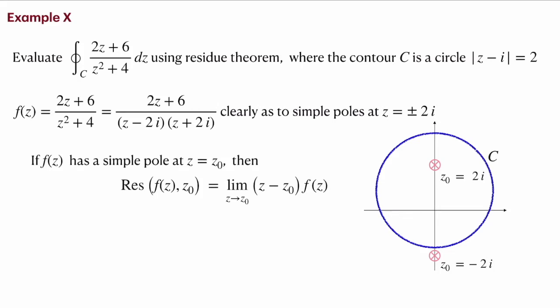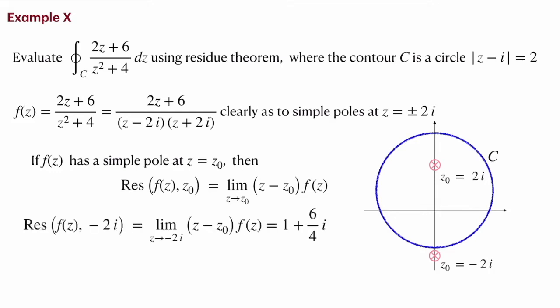Both are simple poles, so all we have to do is multiply it by z minus z naught into f of z and take the limit z going to z naught. So let's compute the residue for minus 2i. It's not necessary for this problem. However, as an exercise, you can do it. We have not done much example for computing the residue, so you can use this as an excuse to compute the residue.